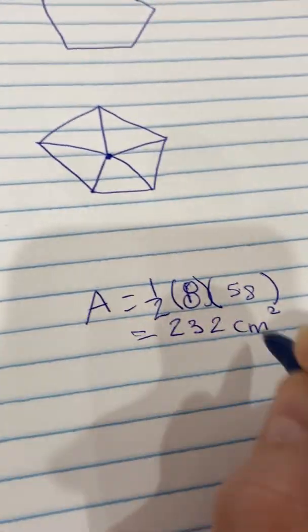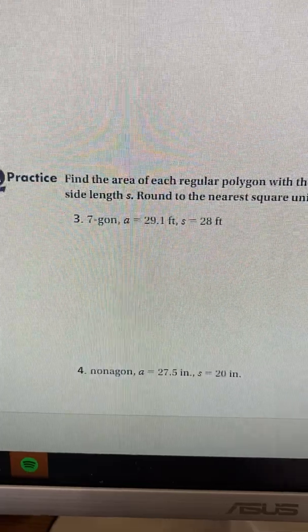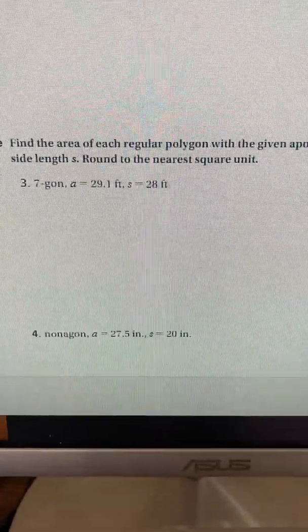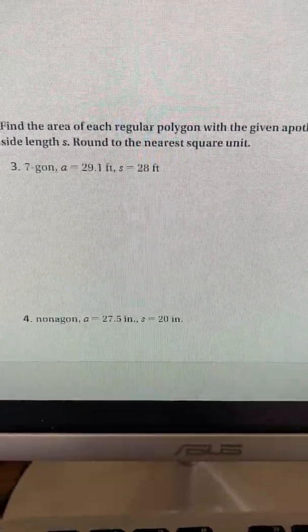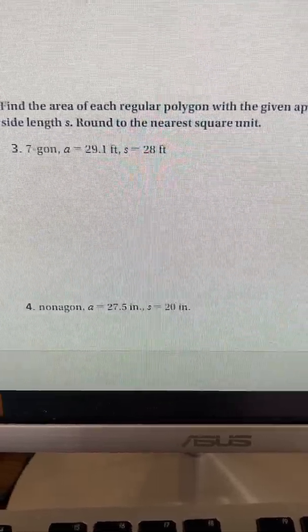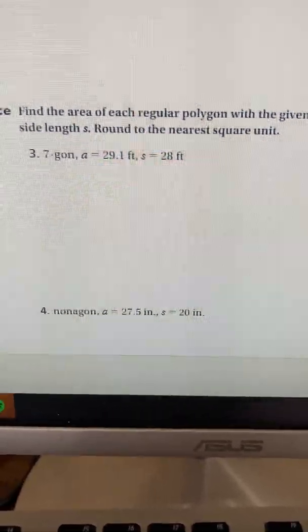Okay, remember area is always labeled as squared. So let's go down to your practice down here. And again, it just wants to know the area to the nearest square unit. All right, so we have a 7-gon.